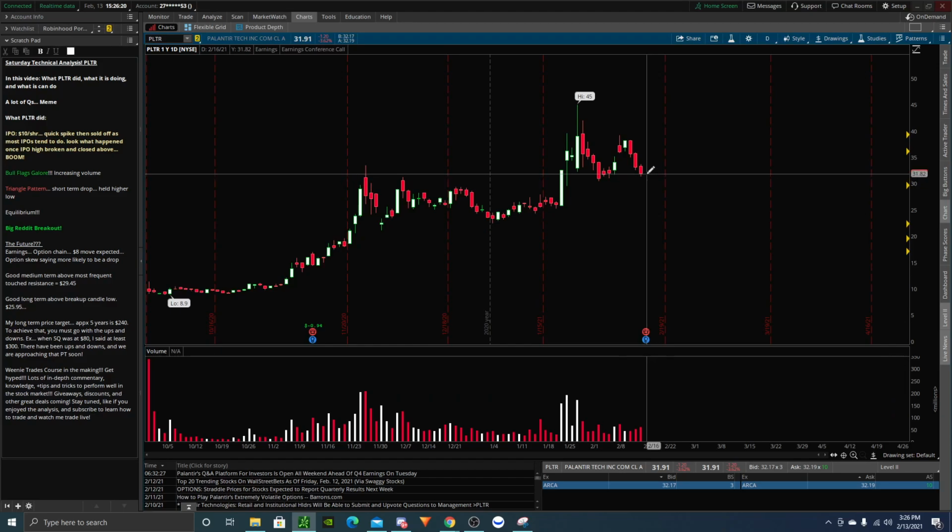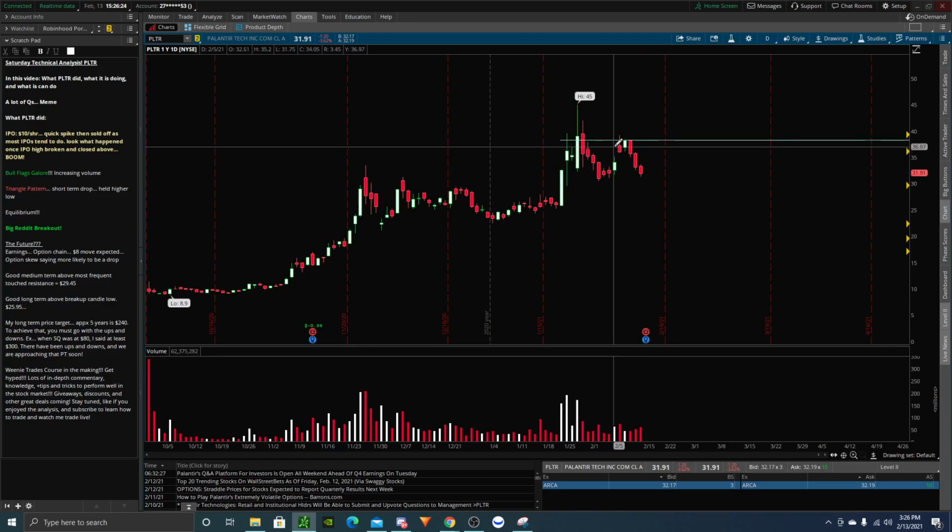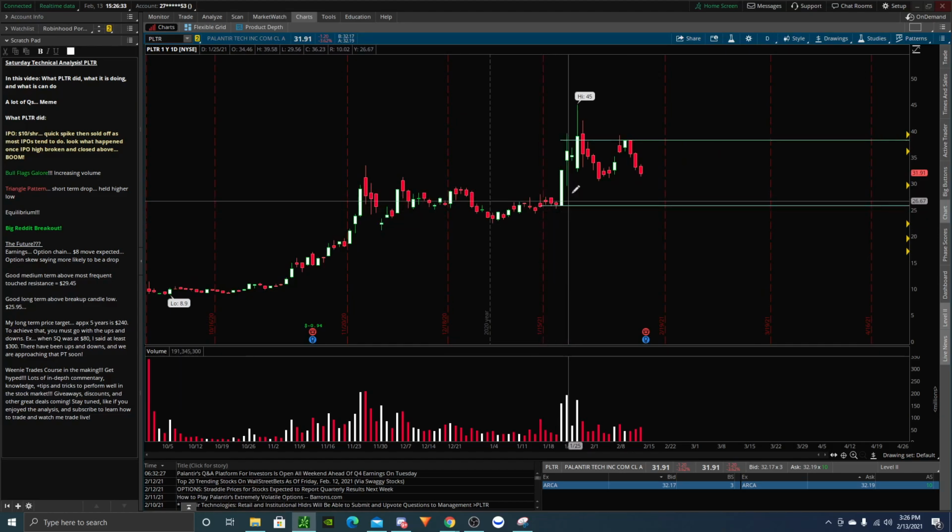So let's mark those areas. We're right about 32. That would be at about 38. So PLTR is expected to go up to 38, or $6 lower. That would be about $26 a share. So $26 a share is lower. Ironically, these are some resistances and some important supports. So if PLTR moves outside of that move, we can get a decent breakout.